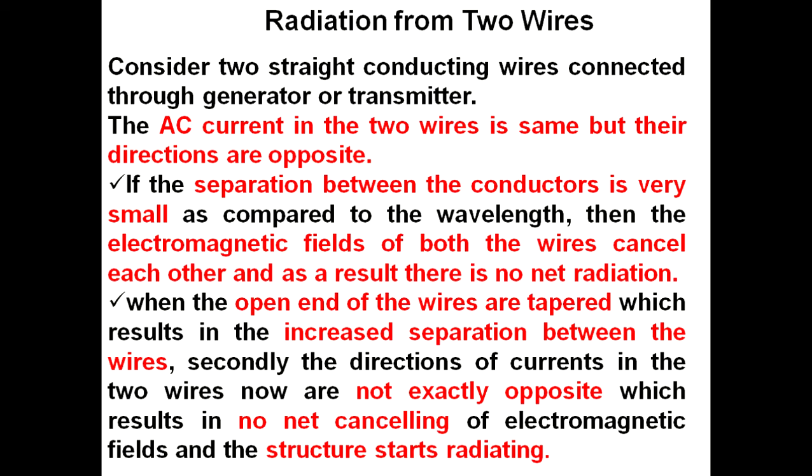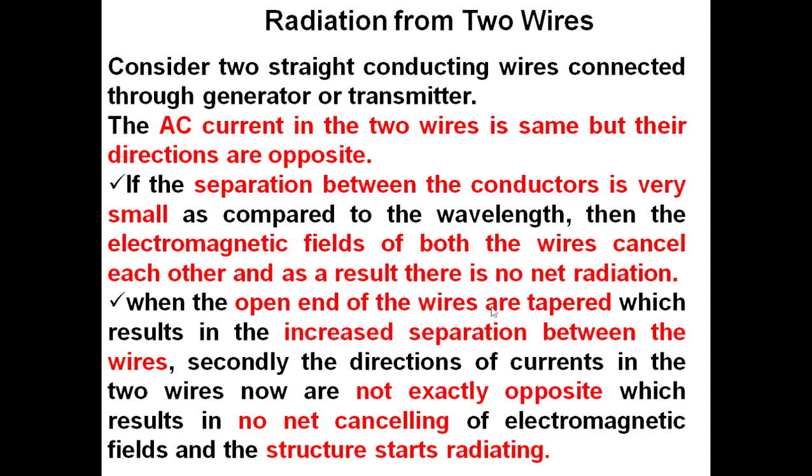If the separation between the conductors is very small, there are two cases in the two-wire transmission. If the separation between the two wires as conductors is very small compared to the wavelength, then the electromagnetic field on both wires will be of equal magnitude, and in a very narrow space, both will get cancelled. So as a result, there is no net radiation.